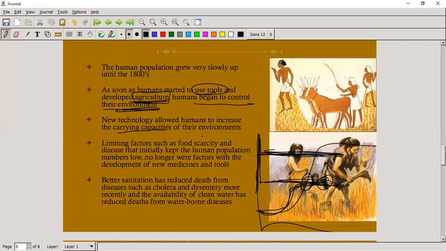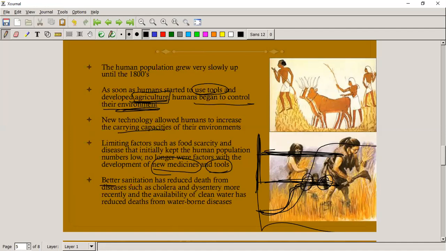So limiting factors such as food scarcity and disease that initially kept human population numbers low no longer affected us. And also there's medical care, better tools. So that just helps us further increase our comforts, to make us live longer, not die as quickly, and have a more comfortable life. And when we have a more comfortable life, we tend to, put it plainly, have sex and have babies.